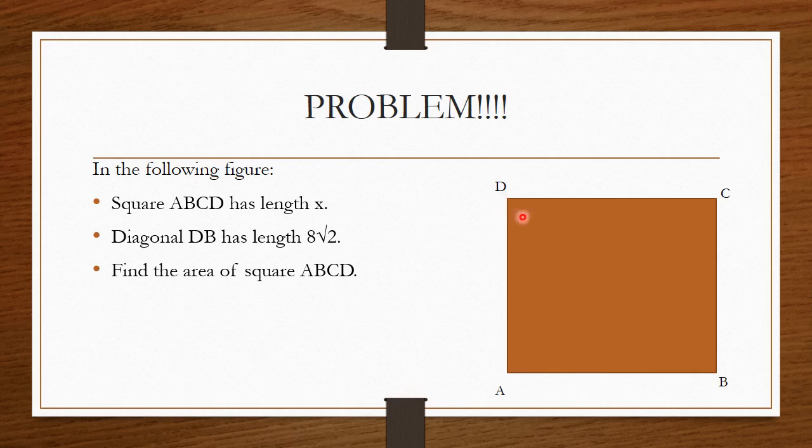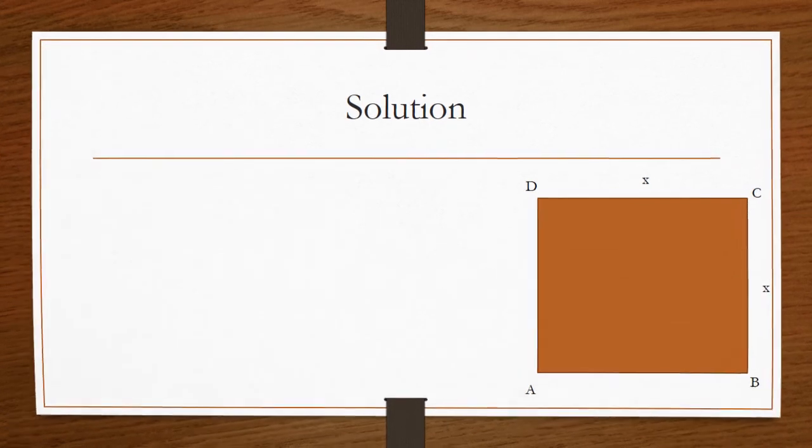We know that a square has 4 90-degree angles. And if we draw a line from D to B, we're creating a diagonal, and we are dividing the 90-degree angle into 2 45-degree angles. So if we draw a line from here to here, we are creating 2 45, 45, 90 degree triangles. So this will be 45, this will be 45, and this will be 90. Since this is 8 root 2, each side must be 8, and so the area must be 64. So here's the solution.